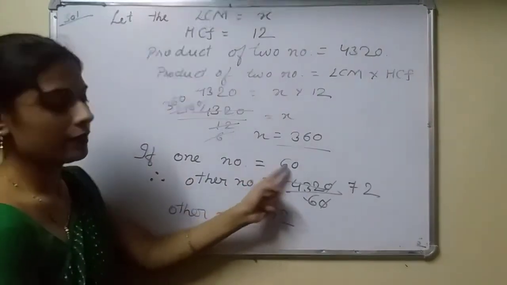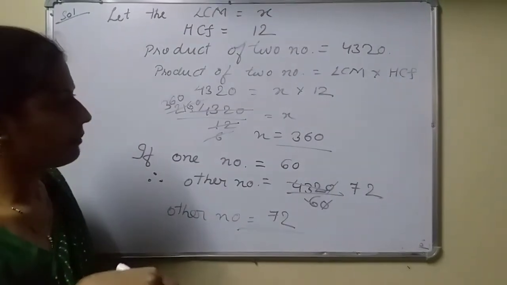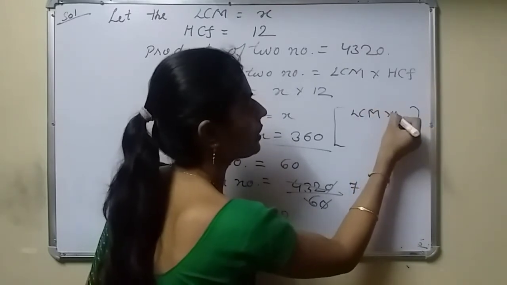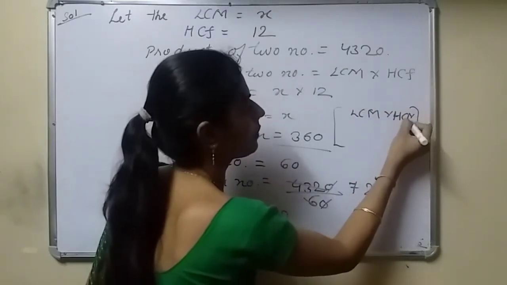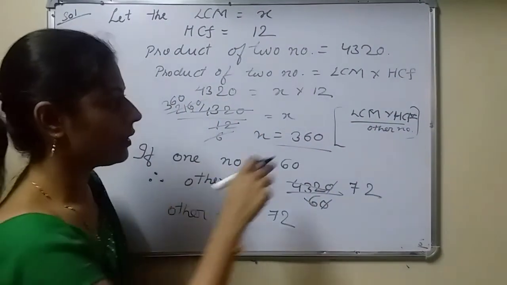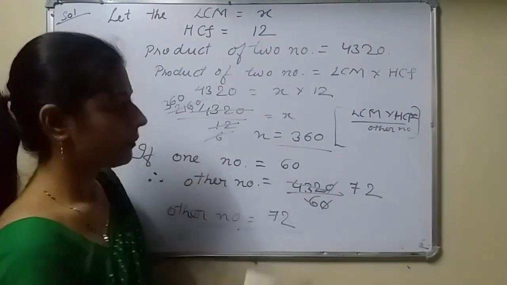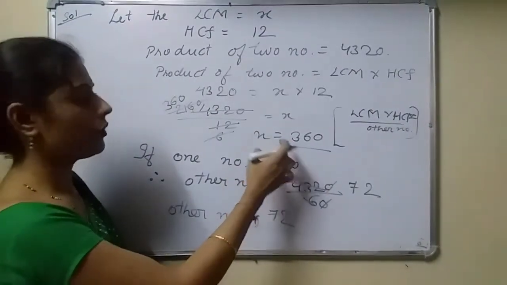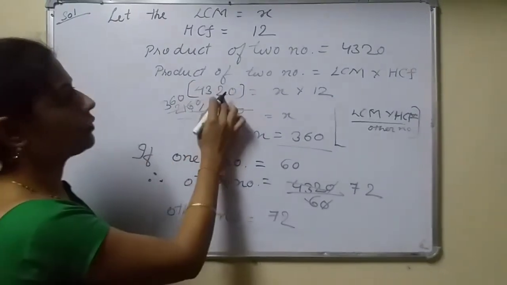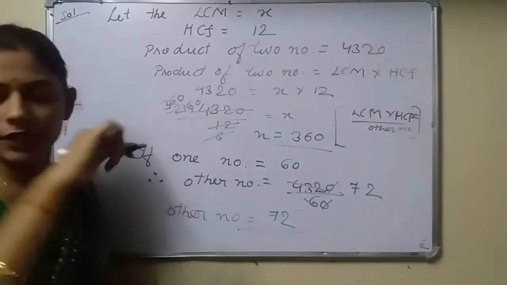Now see, if one number is 60, already given in the question, then for finding the other number, one formula is given to you: LCM into HCF upon one number. One number is already given, 60, and LCM into HCF is the product of two numbers, already given here, 4320. Therefore 4320 divided by 60 is equal to 72.